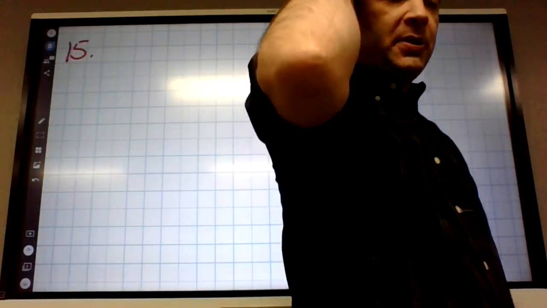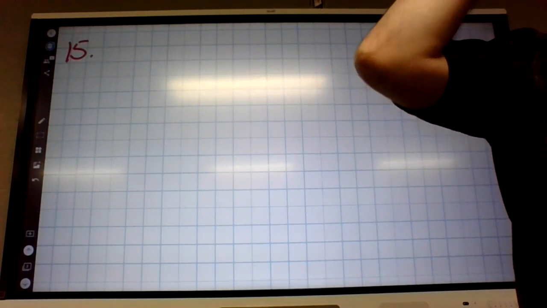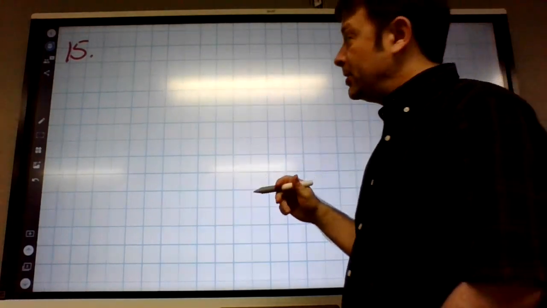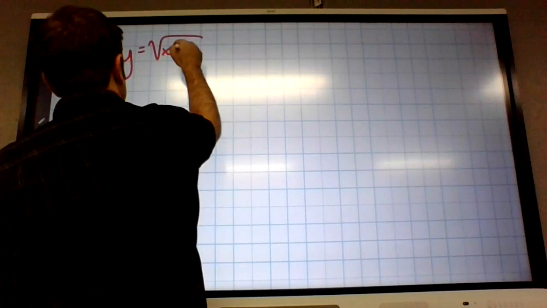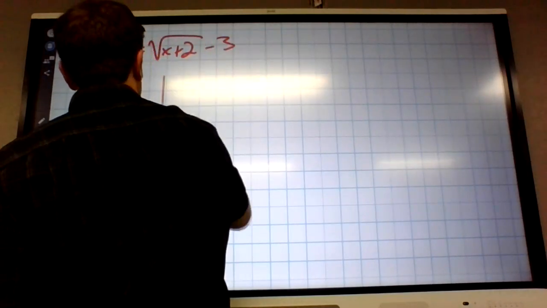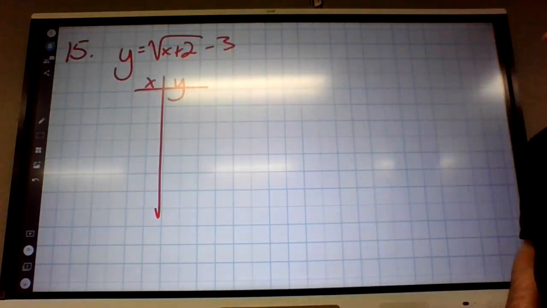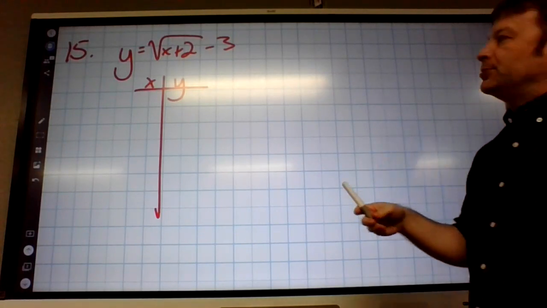This will be our last odd graph. Only 9 through 16 is graphing. Let's see. Plus 2, minus 3. Alright, so we want what's under the square root to be 0, because 0 has a nice square root.